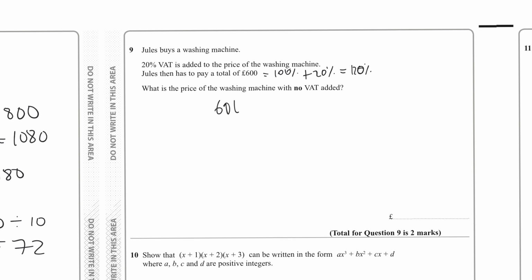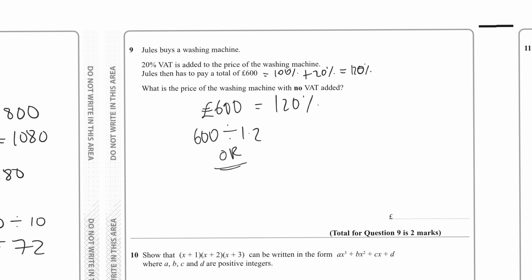And so because of that, we need to work out what 100% of the price is, aka the price of the washing machine without the VAT. There are two ways we could do that. You can either do 600 divided by 1.2, and that will give you the answer straight away. Or, since it's a non-calculator paper and that might be a bit difficult for people to work out, you can work out what 100% is.